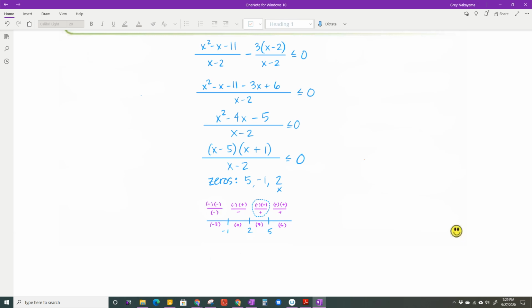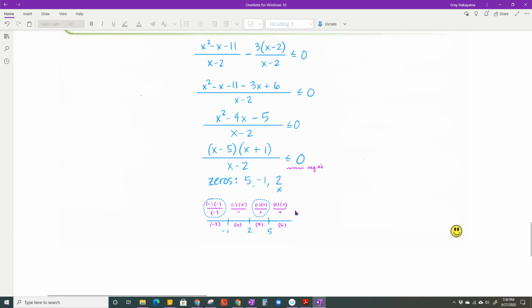Now I went ahead and circled that one because I go back up here to that factored form, which is less than or equal to 0. So I'm looking for the negative regions. 3 positives does not give me a negative number. But whenever you have an odd number of negatives, it's going to be negative. These 2 negatives are going to be positive. So this region is positive, this one's positive. We have the region between 2 and 5 being negative, and this region being negative.